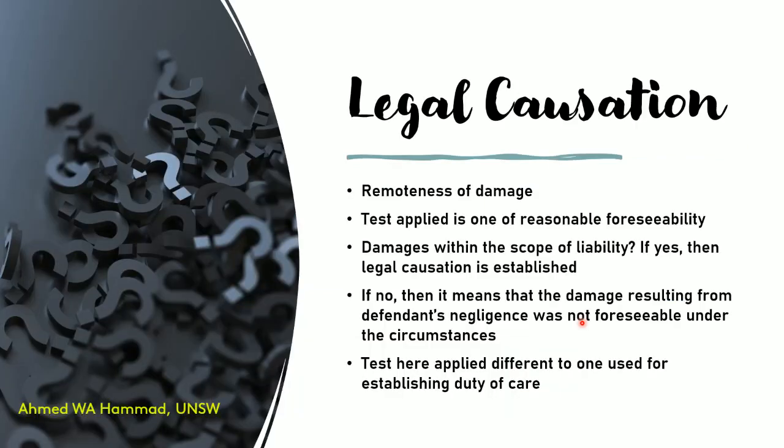Now let's look at legal causation. So legal causation is about the remoteness of the damage. And the test that is applied here is one of reasonable foreseeability. So that test we'd already seen when we talked about establishing a duty of care. The question that would be asked by the courts is whether the damages were within the scope of the liability. And if the answer is yes, then legal causation would be established. However, if the answer is no, then the damages that result due to the defendant's negligence were not foreseeable under the circumstances.